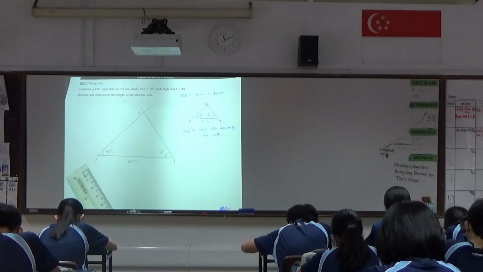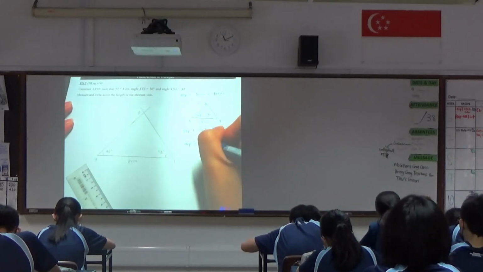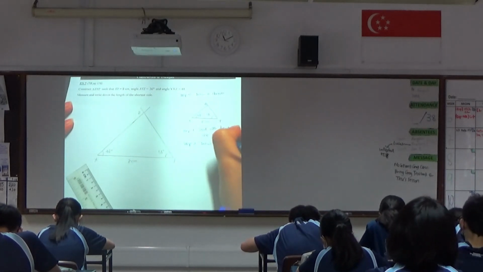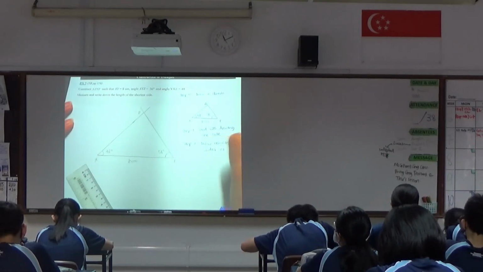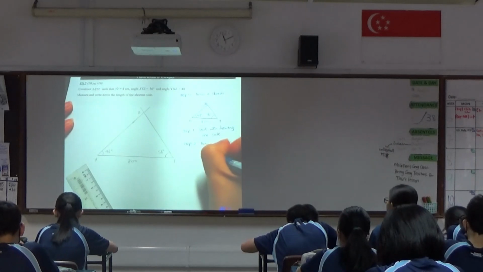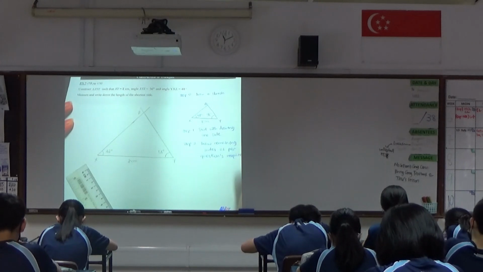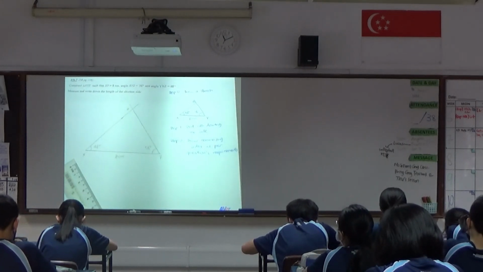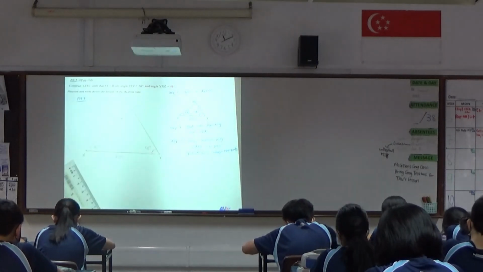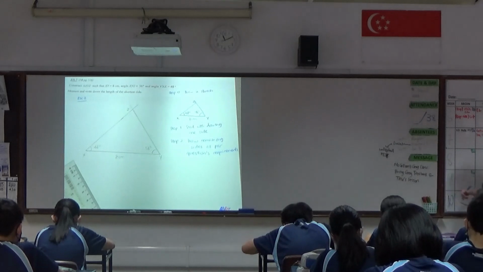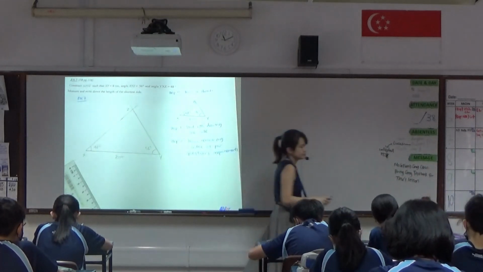Okay, so therefore step 2 was to draw remaining sides as per question requirements. So this is practice now 7. So in your notes, in the piece of paper, make sure you label practice now 7.